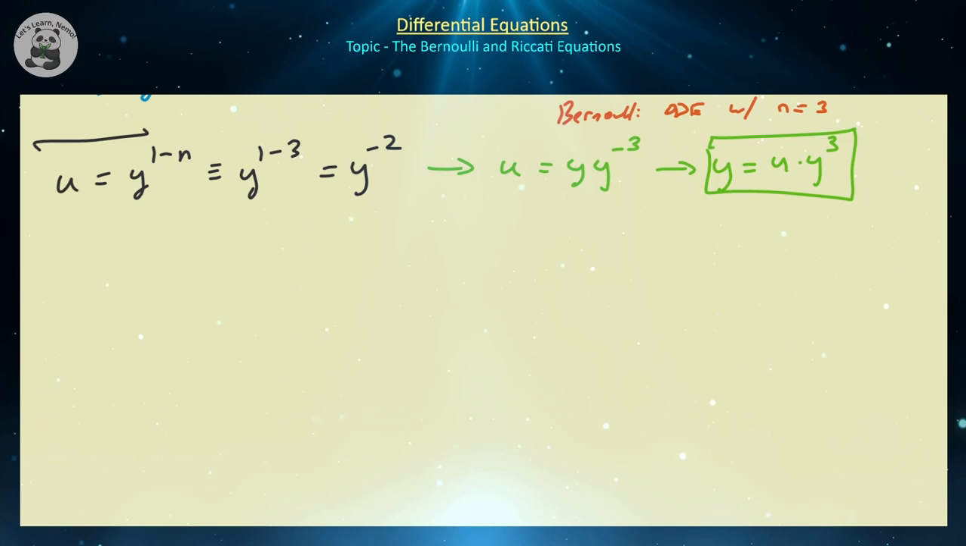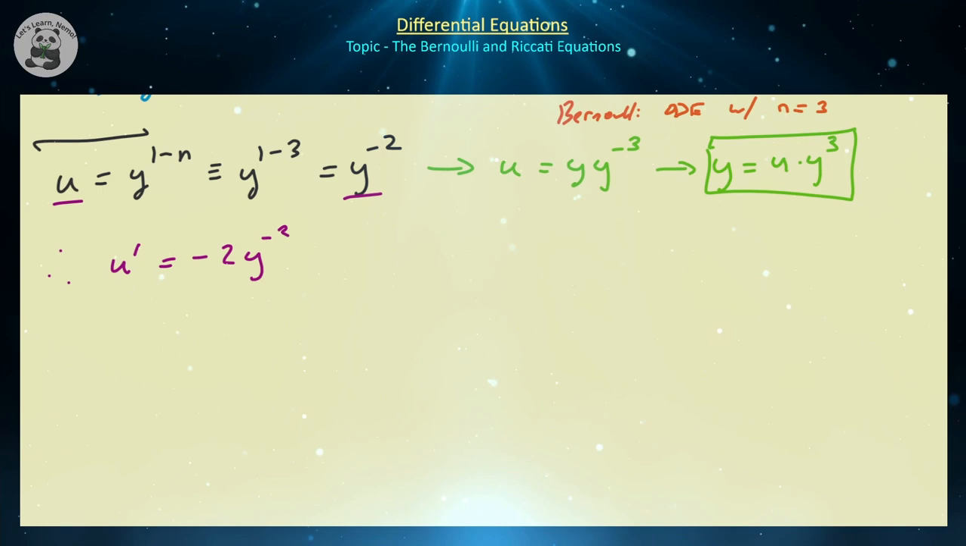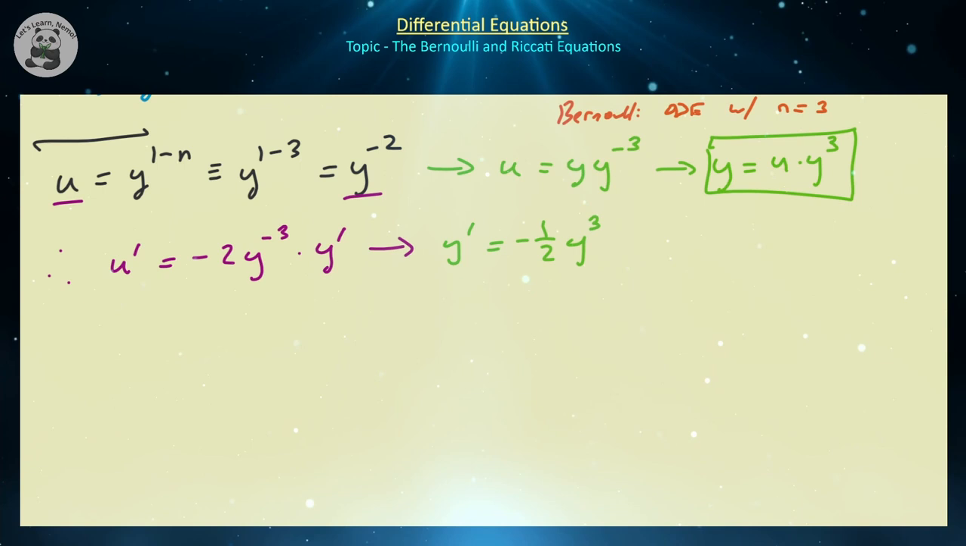The next term, the y prime, can be obtained by implicit differentiation of this u is equal to y to the minus 2 term. So the derivative of u with respect to x is going to be equal to minus 2 times y to the minus 3 times the derivative of y with respect to x. So once we isolate this expression, we're going to have y prime is equal to minus 1 half y to the positive 3 times u prime, and that gives us our next expression.